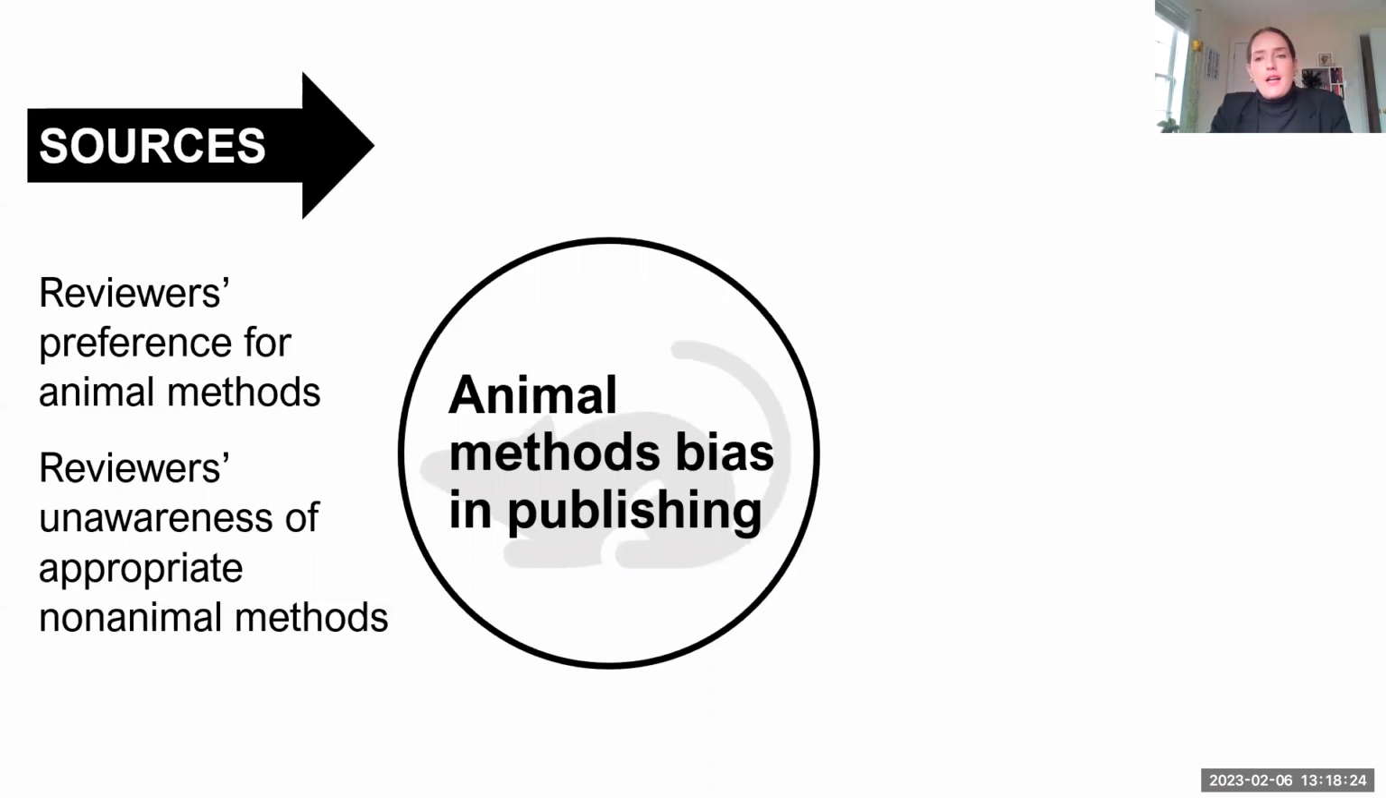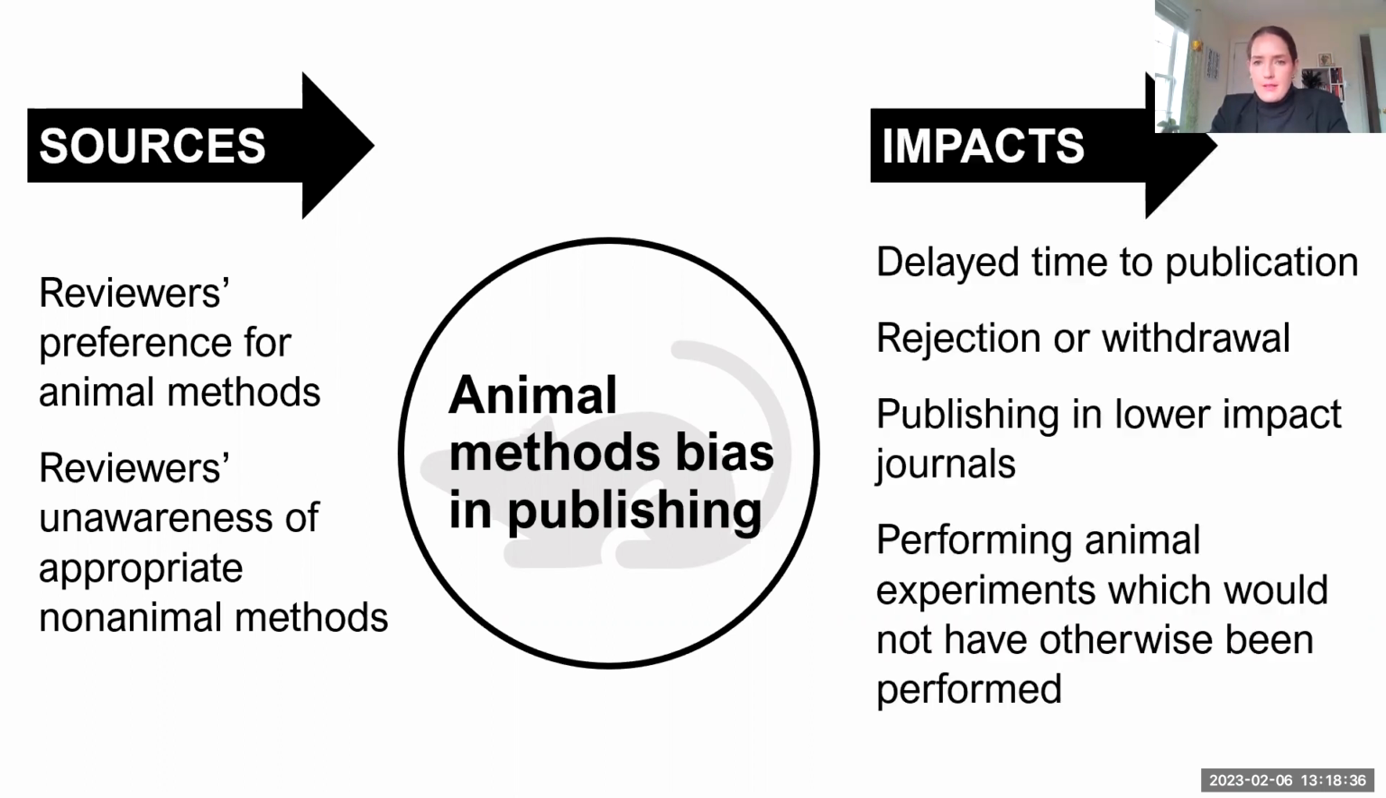The survey identified potential sources of animal methods bias as reviewers' preference for animal methods or their lack of awareness of appropriate non-animal methods for a given hypothesis. And it identified potential consequences of animal methods bias as delayed time to publication, rejection or withdrawal of the manuscript, publishing in lower impact journals, as we heard from that survey respondent just now, and performing additional animal experiments which would have not otherwise been performed.